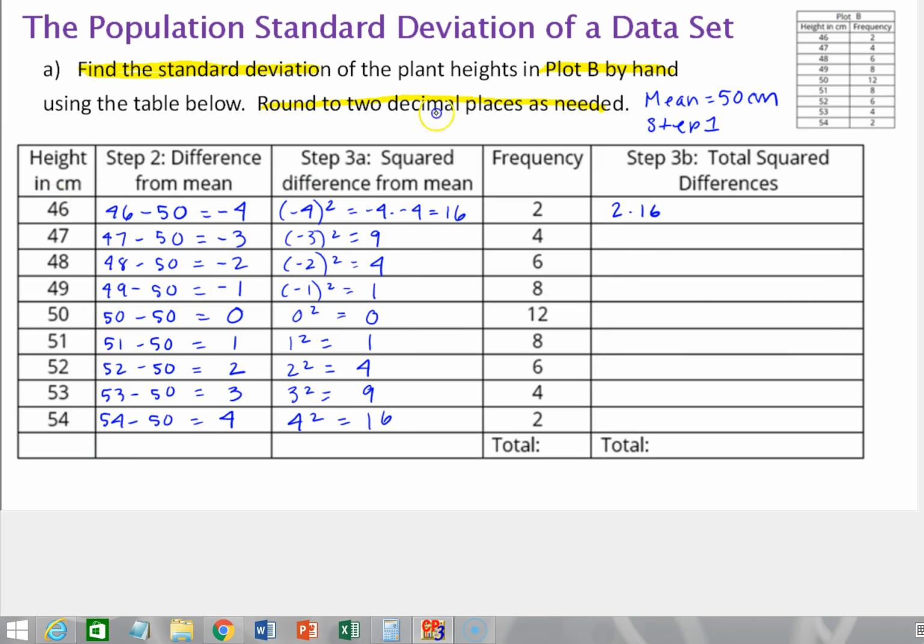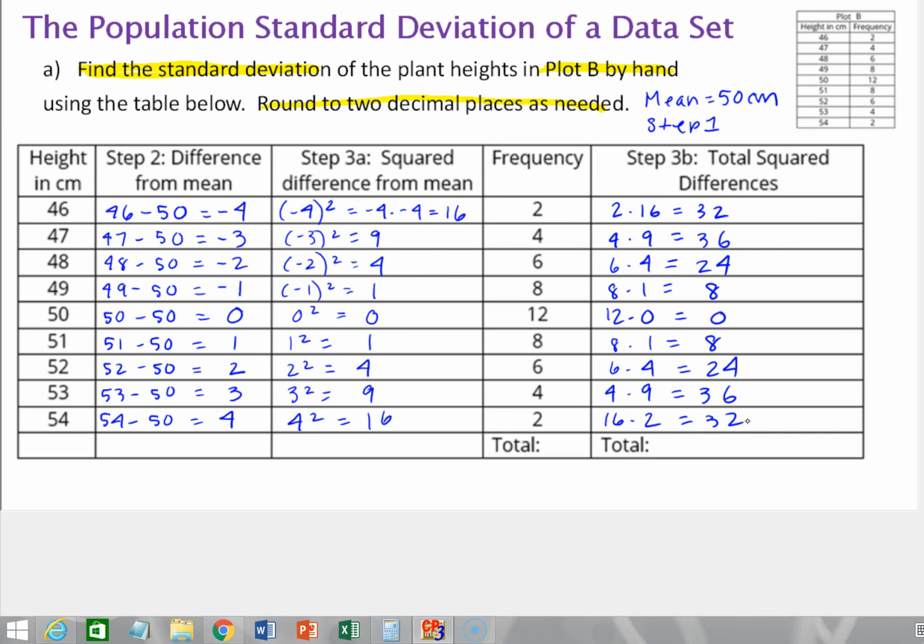So 2 times 16, 4 times 9, 6 times 4, 8 times 1, 12 times 0, which is just 0, 8 times 1 is 8, 6 times 4 is 24, 4 times 9 is 36, and 16 times 2 is 32. So these are our total squared differences.